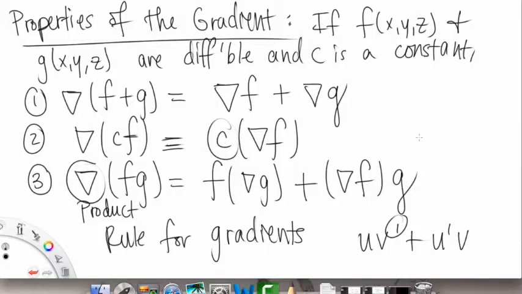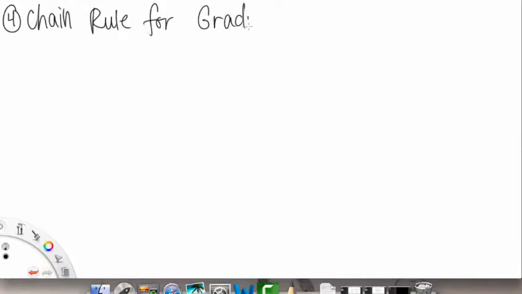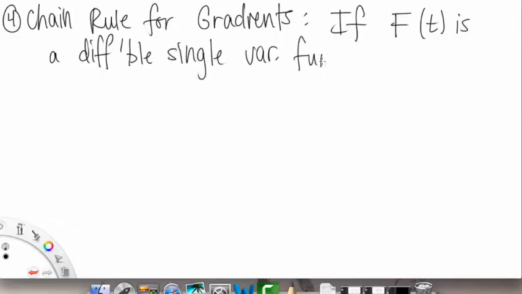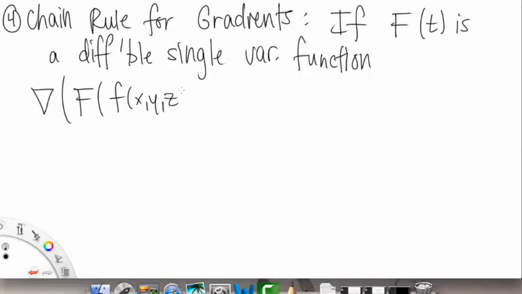And the last property, I'll write on the next slide. This is going to be called the chain rule. So this is number 4, the chain rule for gradients. Okay, so let's say capital F of t is a differentiable single variable function. Okay, so you only plug one thing into it and you get out something, right? So single variable, then we have the gradient of capital F of our multivariable function.